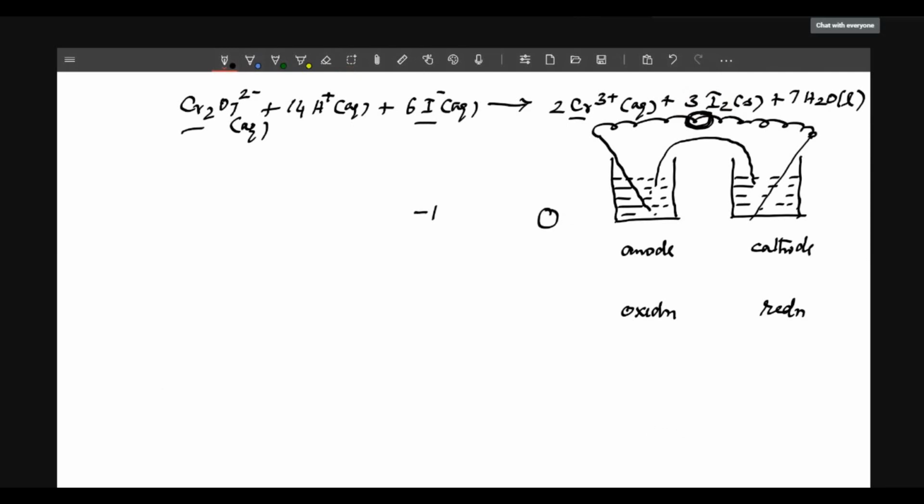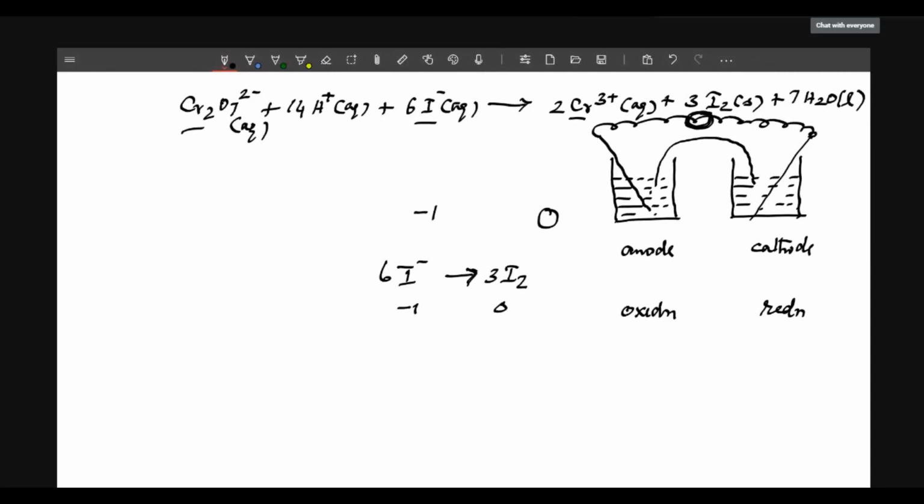Whenever the oxidation number is increasing in the positive direction, it is said to be oxidation. Therefore, converting 6I- to 3I2. What is the name of this reaction? Anybody tell me. Here this is -1, this is 0. What name are you going to give? Tell me. Oxidation reaction. There is an oxidation reaction.